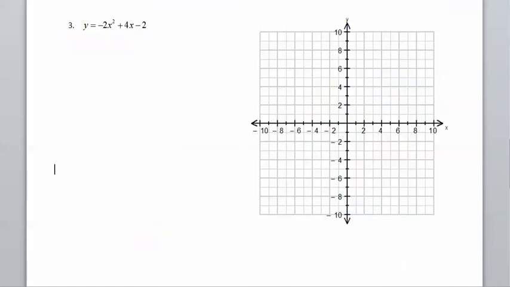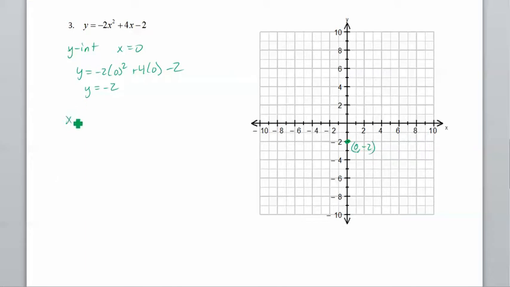All right, so last one for today. So same as always, we're going to be graphing the quadratic. Same points. So let's go with the y-intercept when x equals 0. So y equals negative 2 times 0 squared plus 4 times 0 minus 2. You work that out, you get y equals negative 2. So we'll put that down. So that is 0, negative 2.